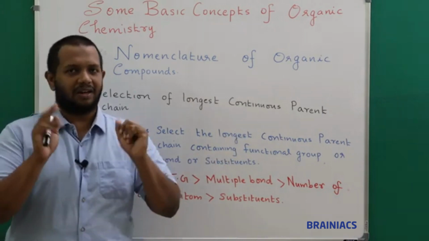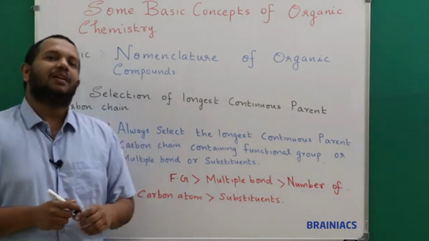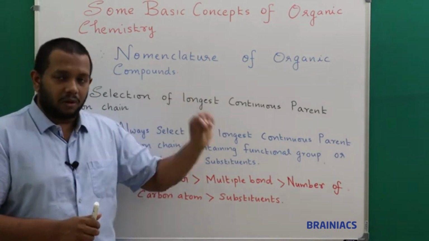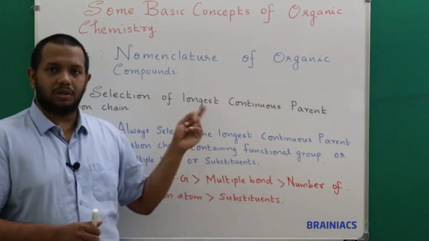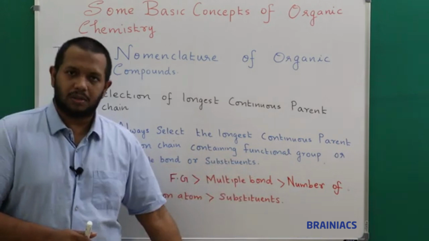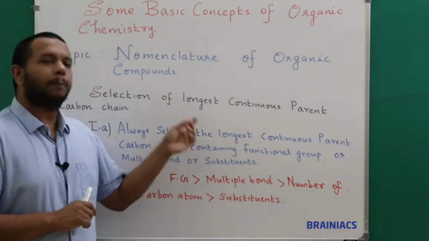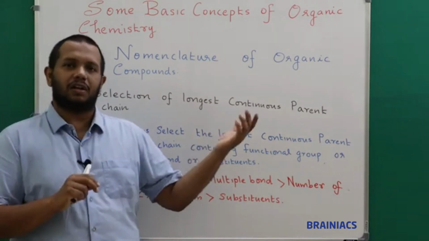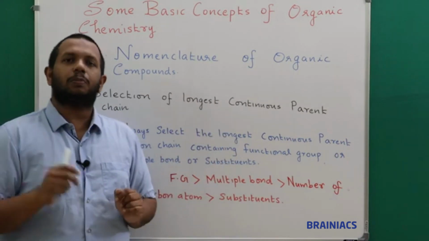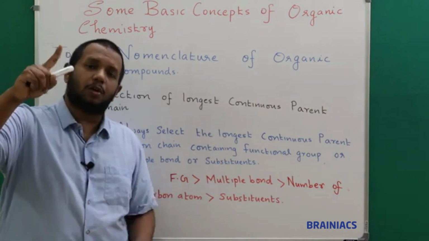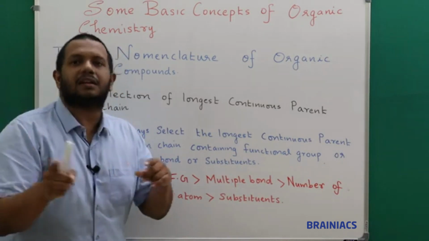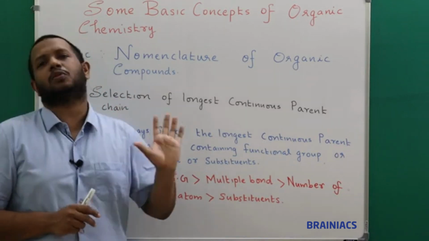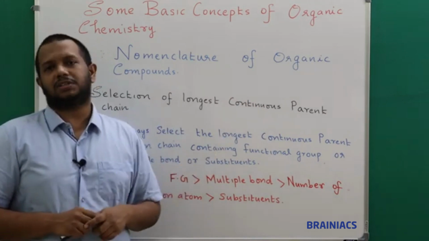Did you understand? I understood that you didn't understand. Listen. They are telling that always select the longest chain that should include either the functional group, if a functional group is present, or the multiple bond, if a multiple bond is present, or substituents. That means if a functional group is present in your organic compound, you should include the functional group mandatorily and then select the longest continuous chain. After including the functional group, find the largest possible longest continuous parent carbon chain.